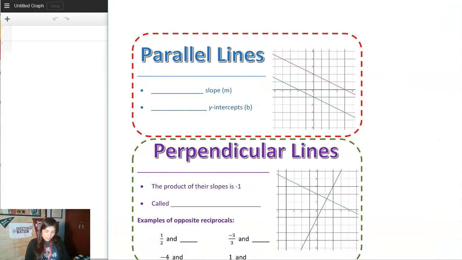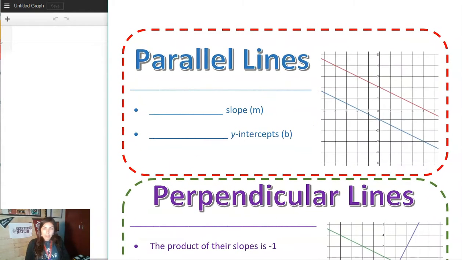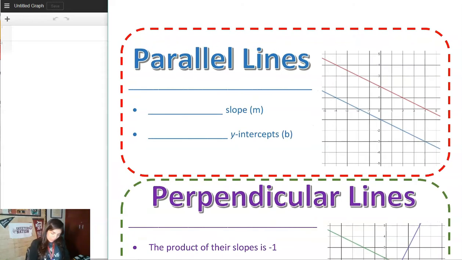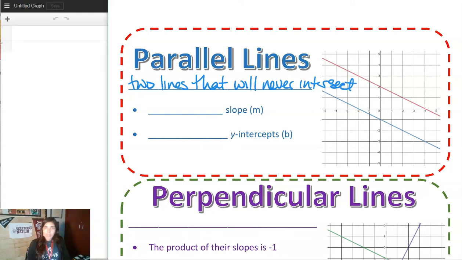Okay, when we're talking about parallel lines, they are two lines that will never intersect. Since these two lines will never intersect, here's an example of them on the graph there. They have the same slope, and that's the number one takeaway we need today about parallel lines: they have the same slope. They go the same direction.